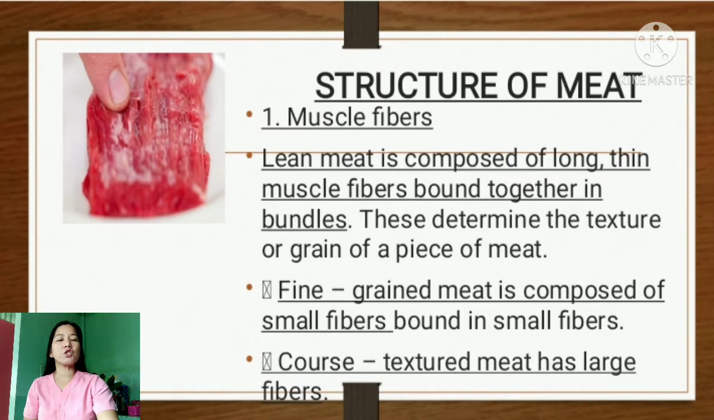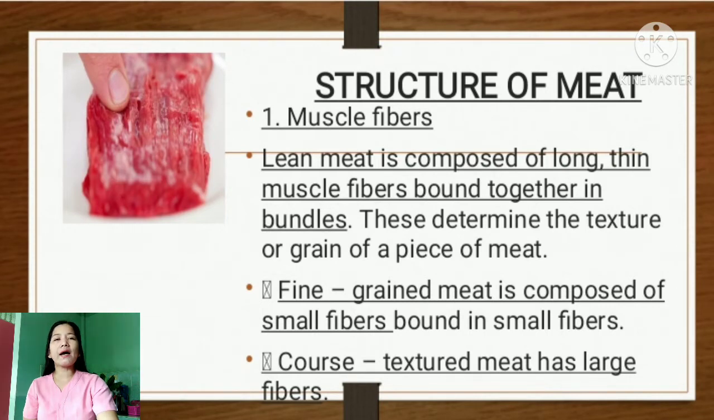The coarse fibers are the textured meat that has large fibers. So, fine are small fibers, coarse are large fibers. So, paano natin madedetermine yung fiber ng isang karne?